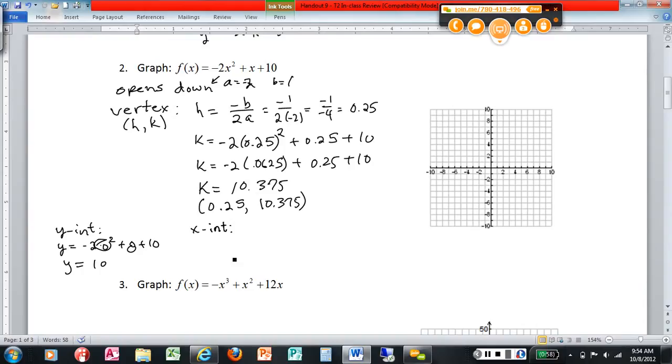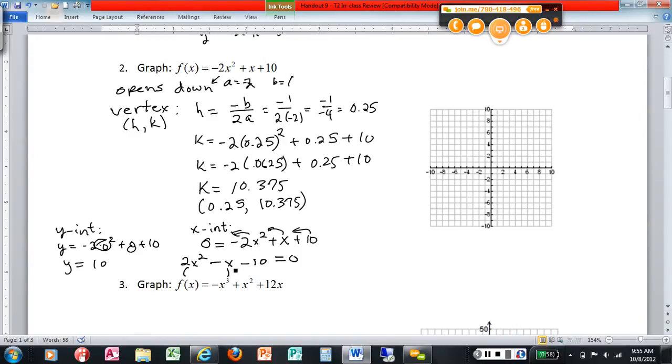What about the x-intercept? We find these intercepts always the same way, don't we? For the x-intercept, what do we do? We set y to be 0, which in this case is f of x, to 0. Now when I've got the leading term negative, I usually like to move the terms over to the left side. So I add 2x squared, subtract x, and subtract 10, and I get this equation.